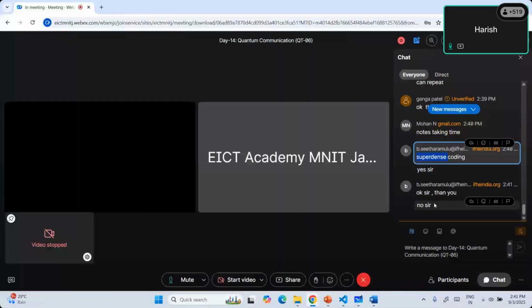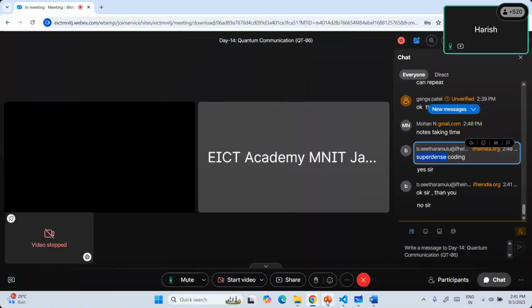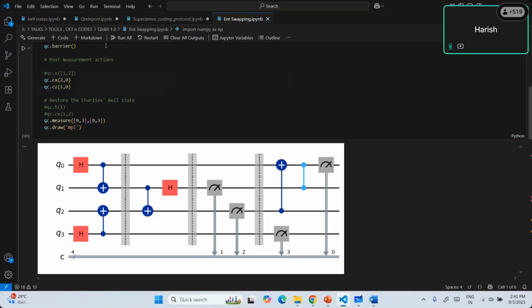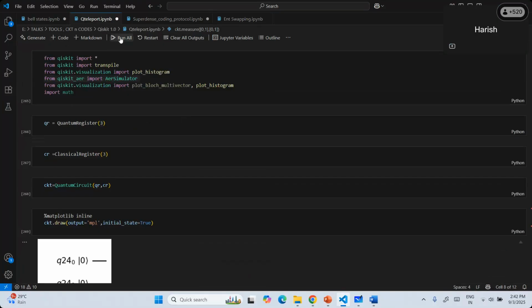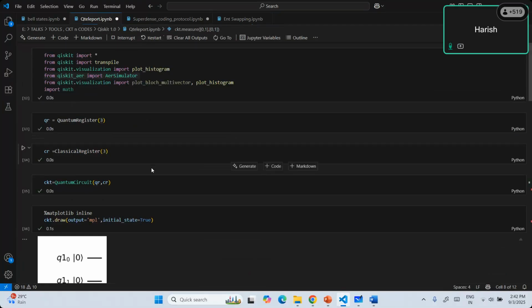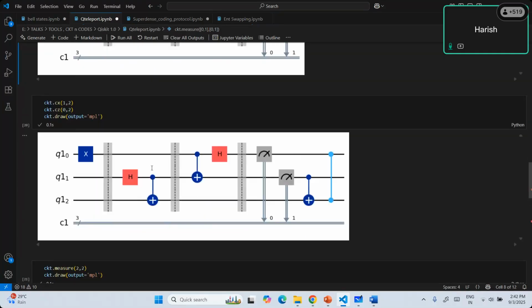Qiskit implementation of the super dense coding. And some participant requested to show quantum teleportation as well, so I will try to show that as well. So this was the quantum teleportation circuit implementation. If you remember, the quantum teleportation circuit will look like this.